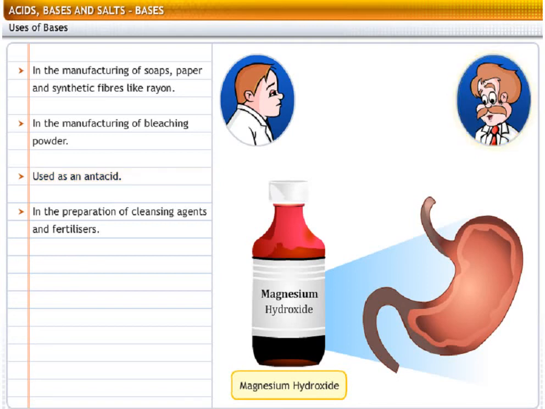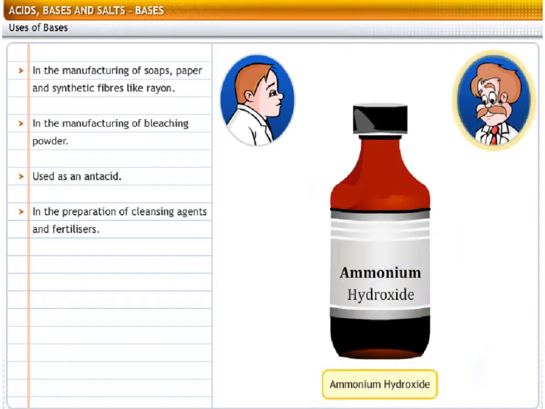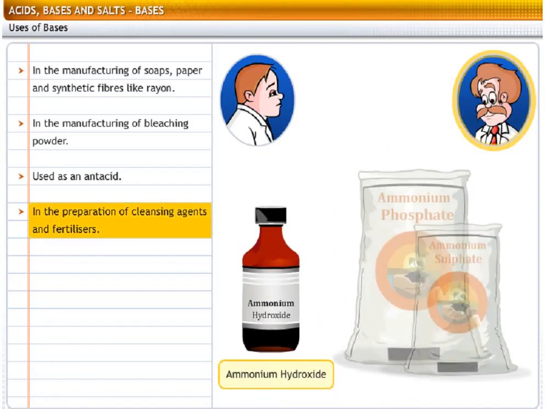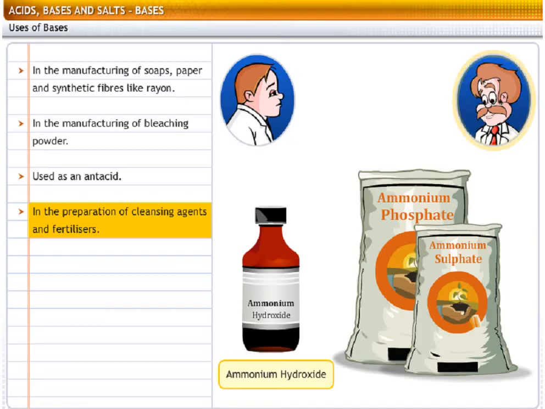Bases are useful to plants too. A base like ammonium hydroxide is used in the preparation of fertilizers like ammonium phosphate and ammonium sulfate.